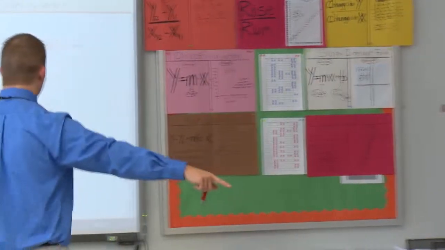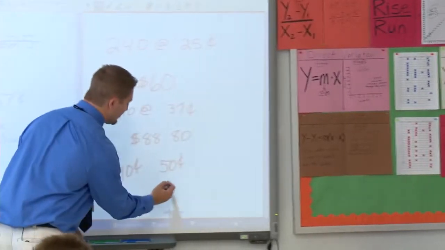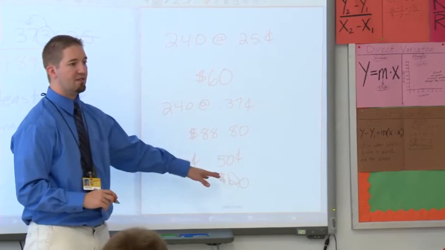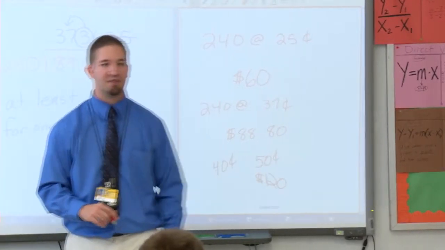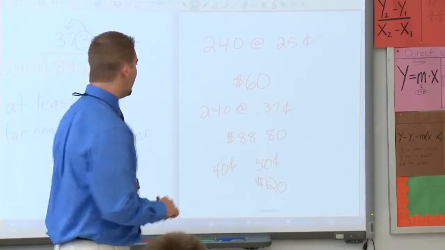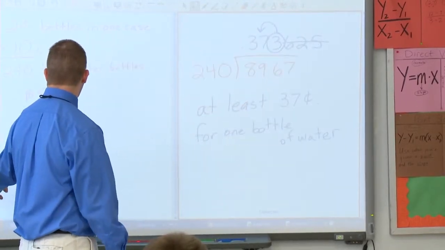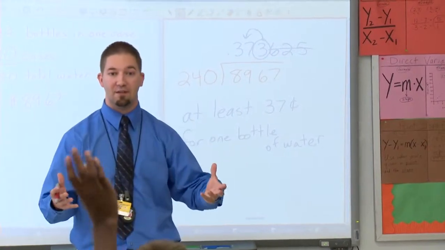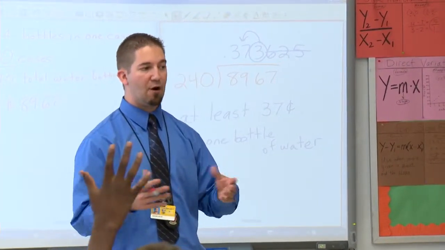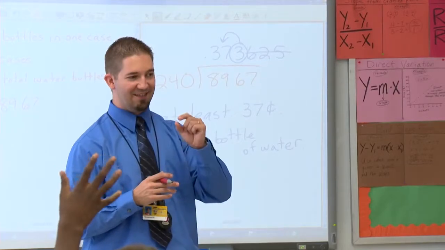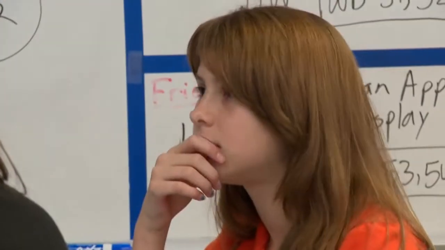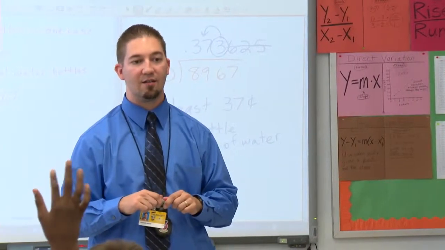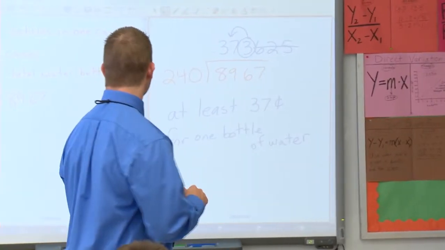If she sells them for 50 cents, she figured it out, she's going to make $120. Does she get to put all $120 in her purse? No. What do we have to do? Pay back mom and dad $89.67. So are we making a profit? We're making a profit, okay, but not a lot, okay? Andre? Profit of $30.33. $30.33, okay.